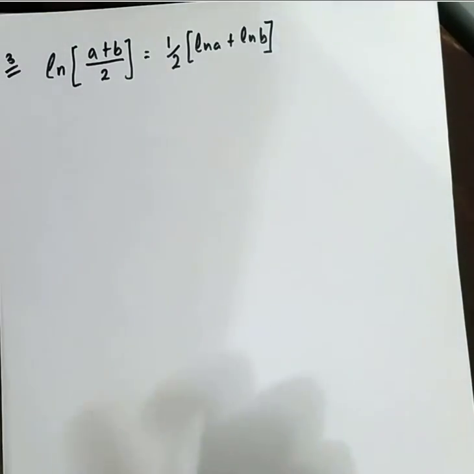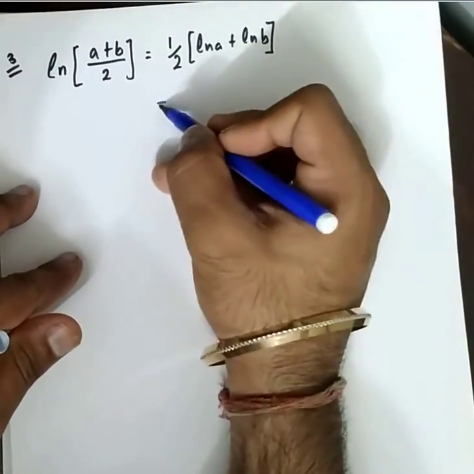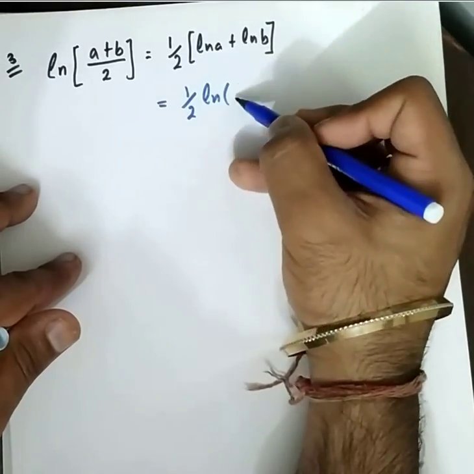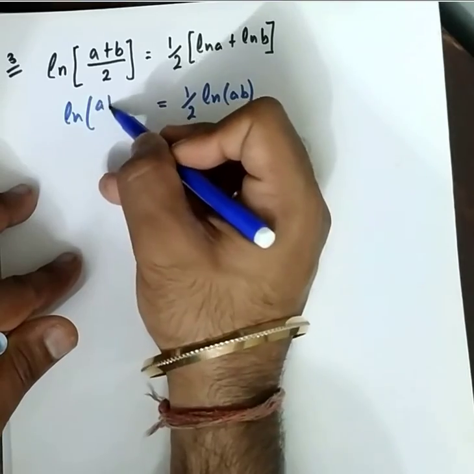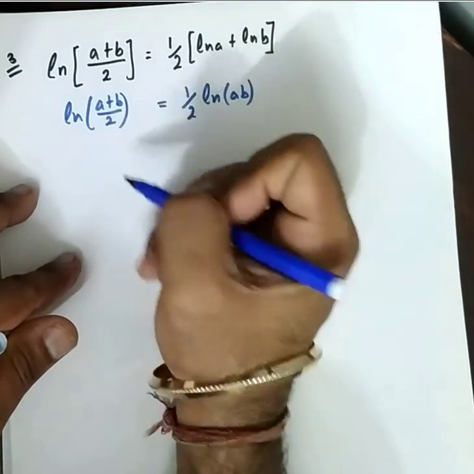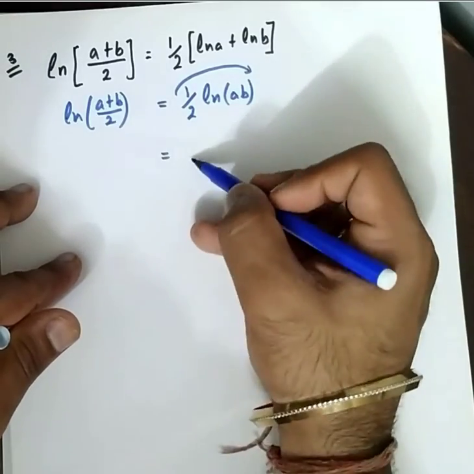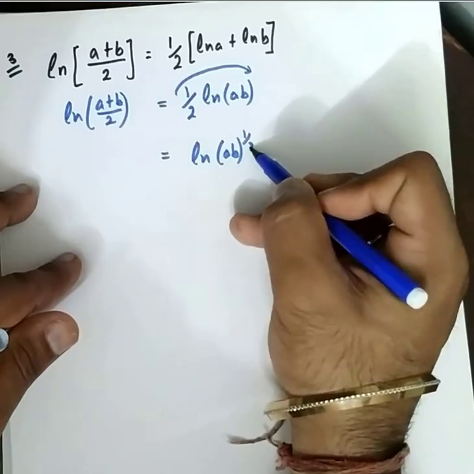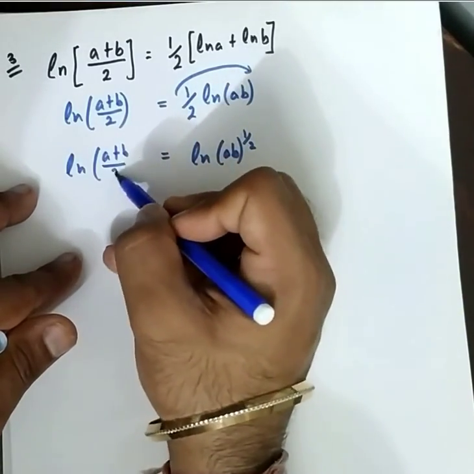So if ln((a+b)/2) is equal to half of (ln a + ln b), I'll simply apply the property over here, and the right hand side will become half of ln(ab), and this side I'm keeping the same, ln((a+b)/2). Further, I can just take this half over here, applying the simple property, and this will become ln(ab) to the power half, and this is ln((a+b)/2).